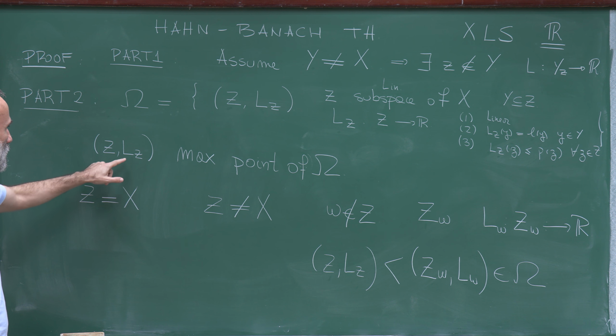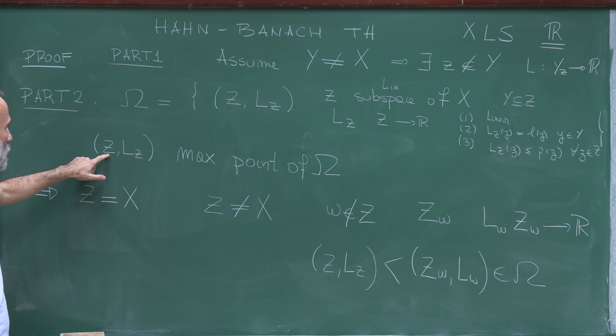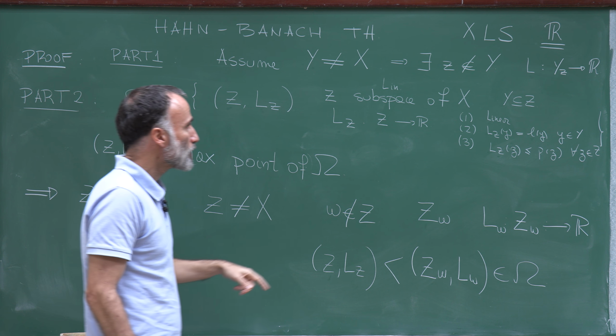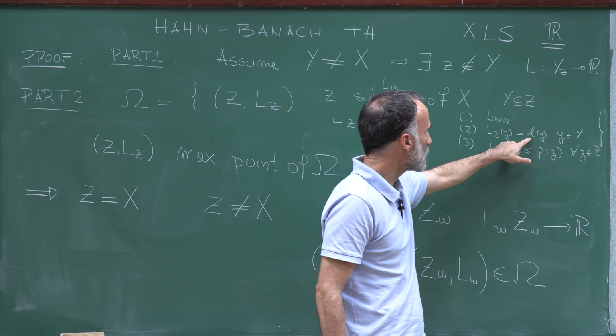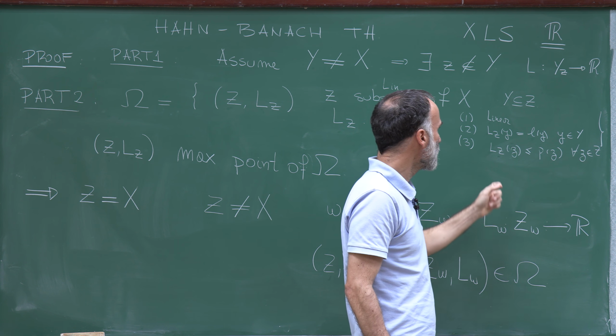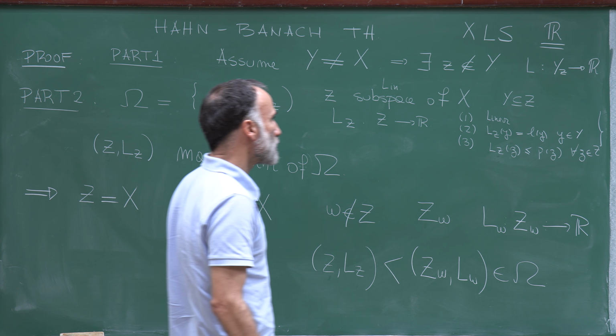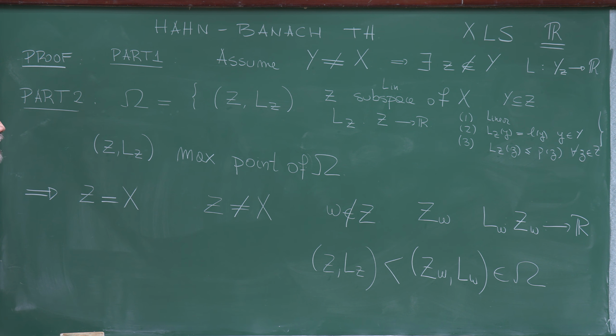Z is equal to X, so we have a linear functional which is defined on X, which is linear, which coincides with L, small l in Y, and which is bounded by P. This was the statement of the theorem, and with that we complete the proof of the Hahn-Banach theorem.